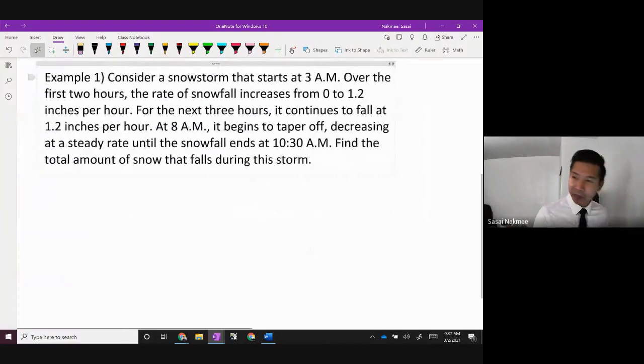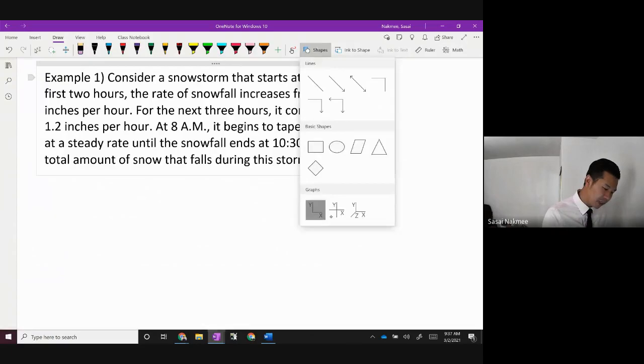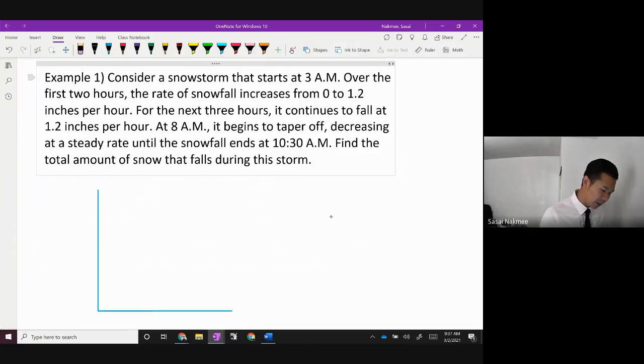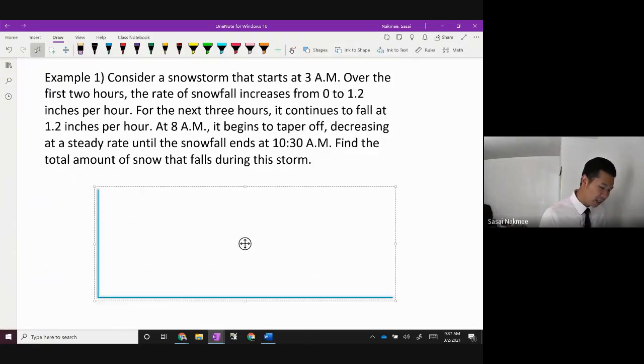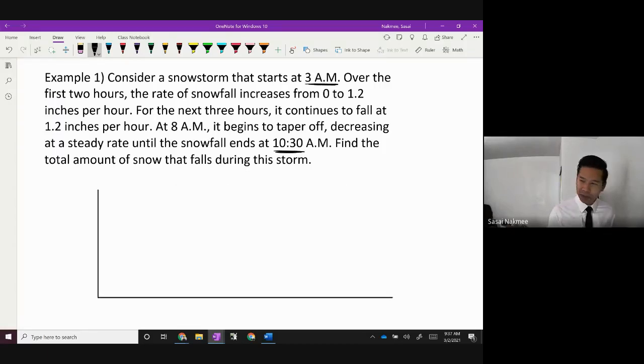All right, let me zoom out a little bit there. And let's draw myself an XY axis here, and let's talk about this. I'm going to make it a little bit wider, and let's make that black there. I'm going to make it a little bit longer because the time that we're dealing with starts at 3 a.m. and goes all the way to 10:30 a.m. So that's a pretty long time scale, right?